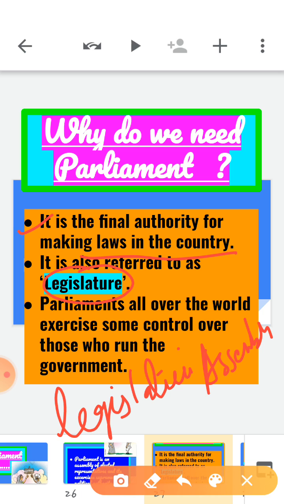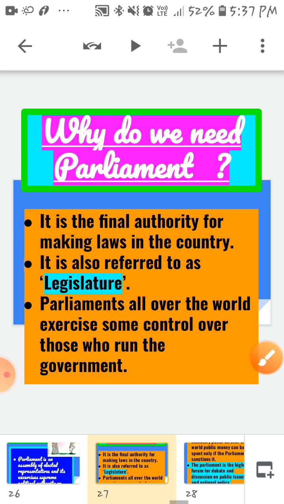Parliaments all over the world can make new laws, they can change existing laws or abolish existing laws and make new ones in their place. Clear?